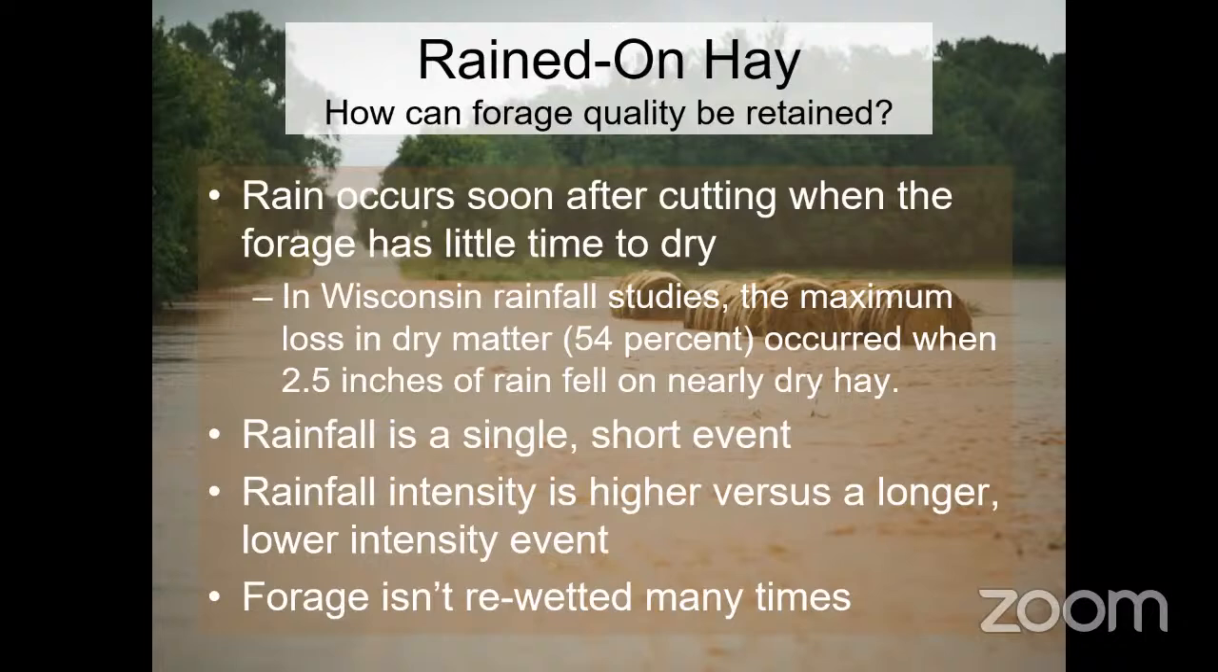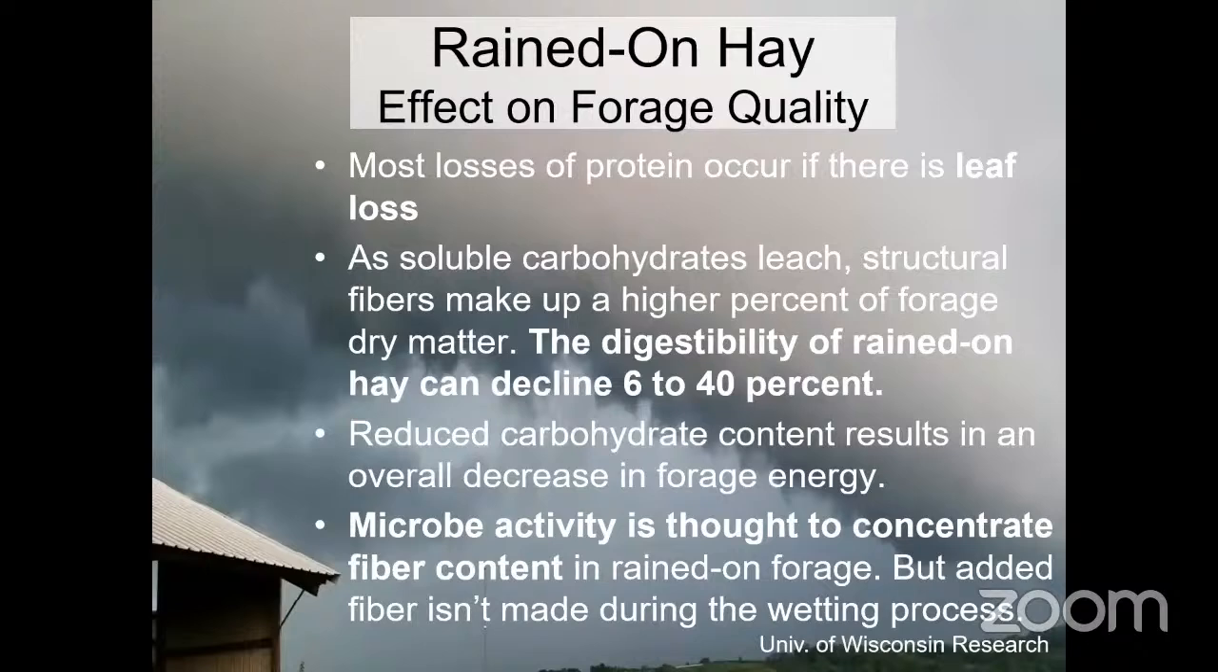Forage intensity is higher versus a longer, lower intensity event. And also if it's re-wetted many times, that's when we get into trouble. And this happens. It happens to a lot of people. Most of the effect of forage quality on rain on hay is going to occur if there's leaf loss, particularly with legumes.